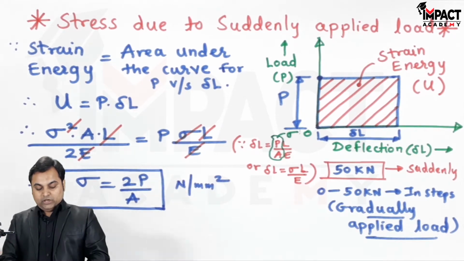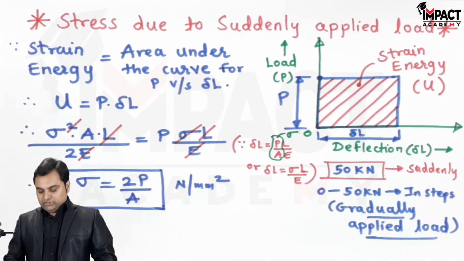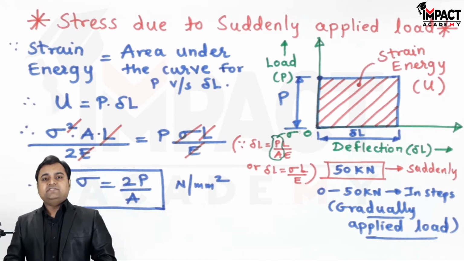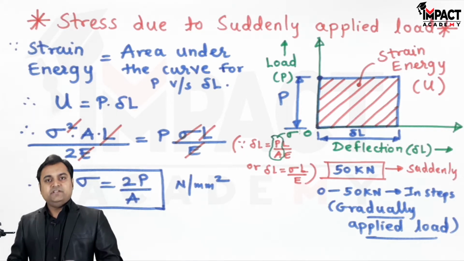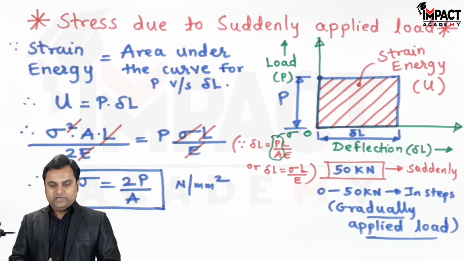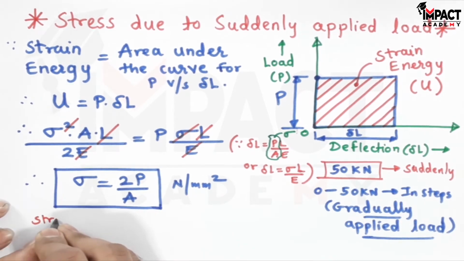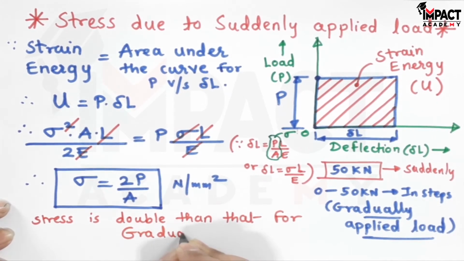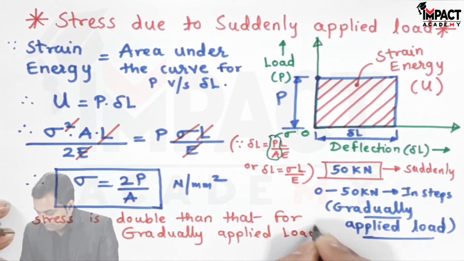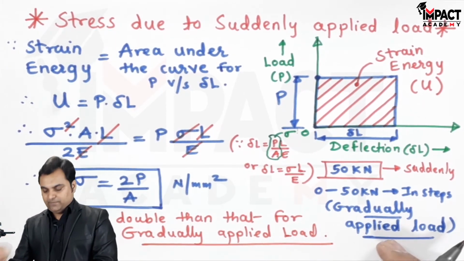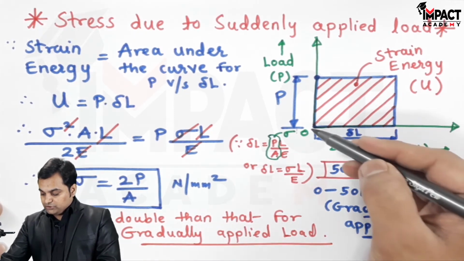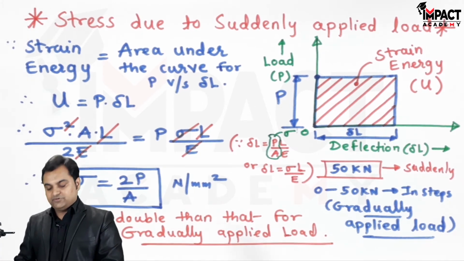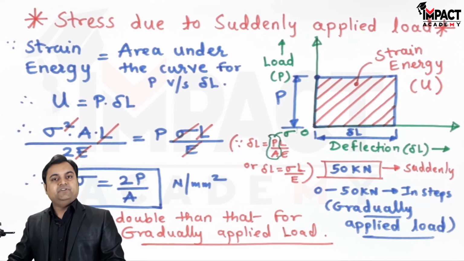Now in case of gradually applied load, the stress is P upon A, and in case of suddenly applied load it is 2P upon A. So we can say that in suddenly applied load the stress is double that in case of gradually applied load. Because in case of gradually applied load the stress is P upon A, and here we are getting 2P upon A. So because of the sudden increase in load there is an increase in stress which is double that of gradually applied load. So this was regarding the stress due to suddenly applied load.